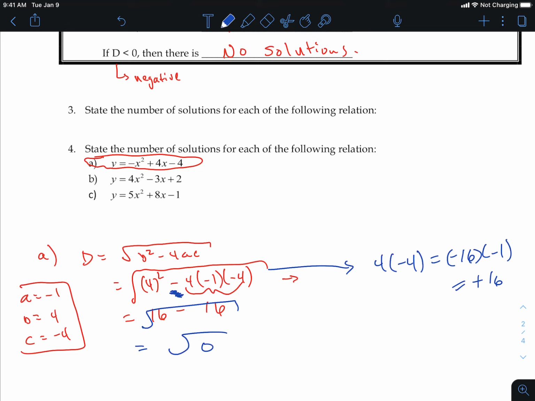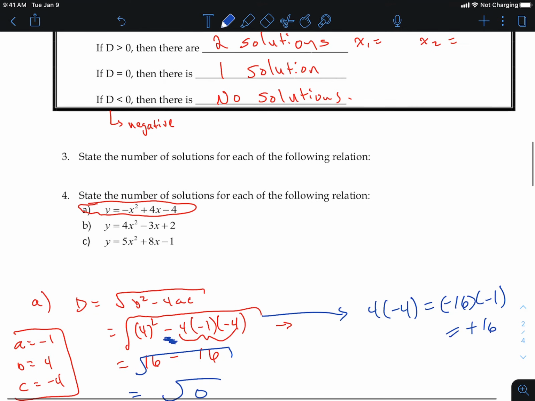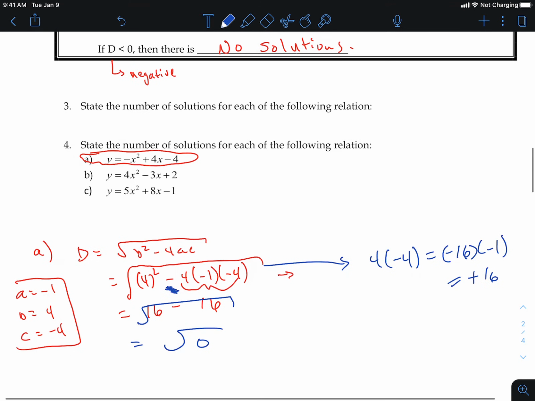What's that mean? Go back up to your list. What's it mean if you have 0? So it's 1 solution. So chances are, what's special about that quadratic? It's a perfect square trinomial. That's not that important. I'm just making connections for you guys. Okay?